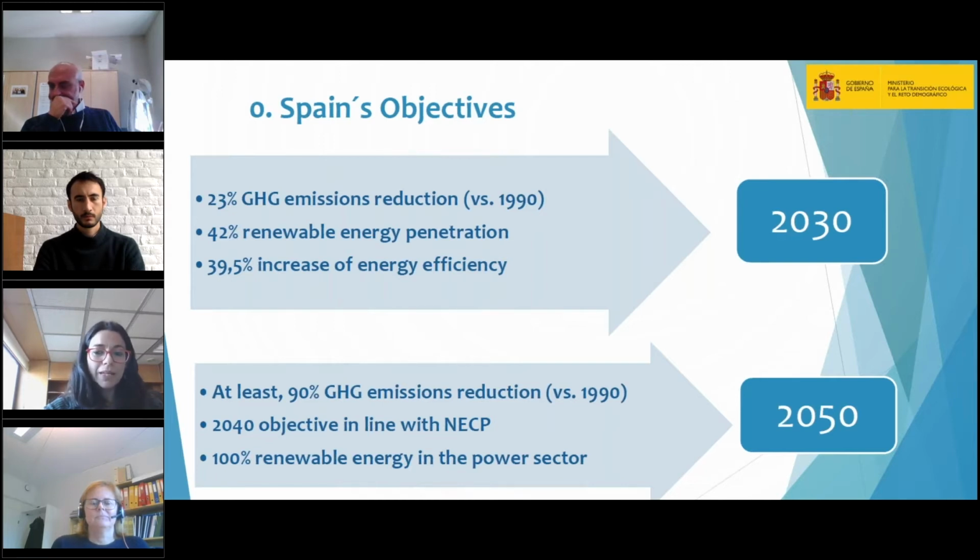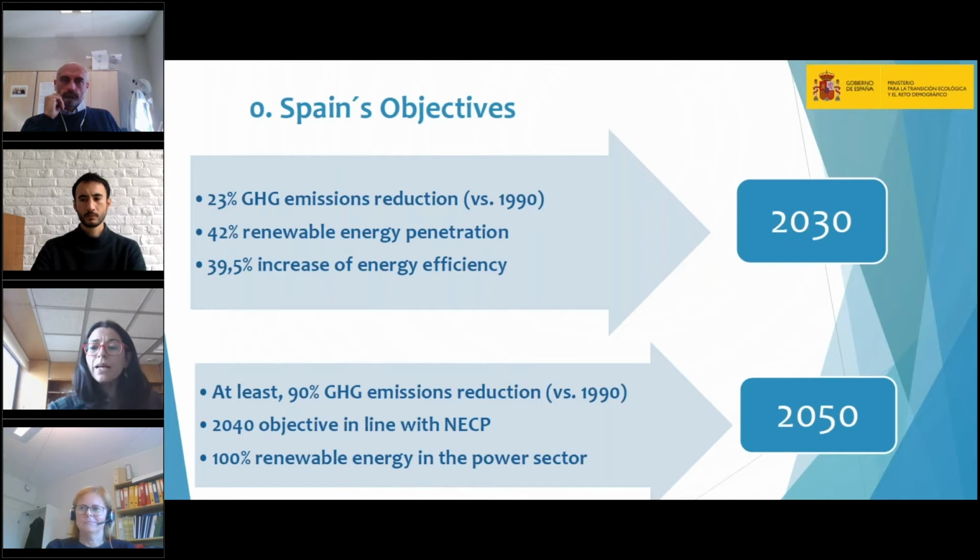I would like to explain also that this target for 2030 is a milestone on the way to the climate neutrality that we are planning to achieve in 2050. In 2050, the target is at least 90% reduction of greenhouse gas emissions with respect to 1990. And we have another intermediate milestone in 2040, in line with both the NECP and the climate neutrality. This climate neutrality is translated into a reduction of 90% of greenhouse gas emissions that will be compensated by the sinks, together with 100% renewable energy in the power sector by this year.